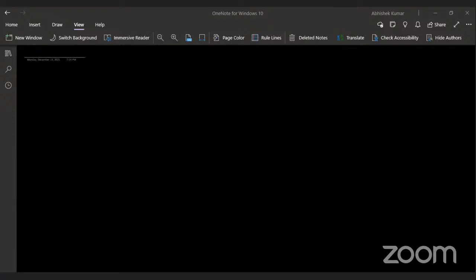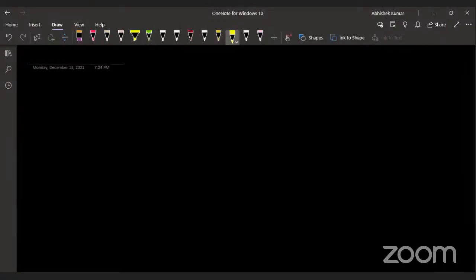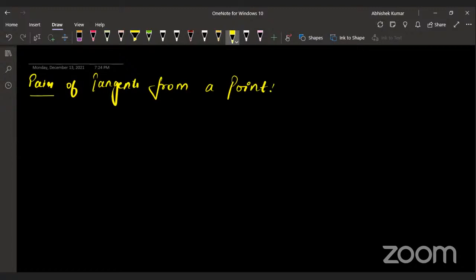Okay, I think we should discuss pair of tangents from a point. What is the meaning of pair of tangents from a point? Let us first try to understand that.